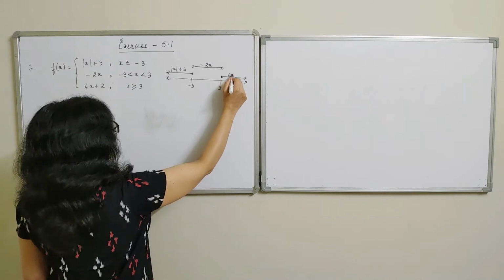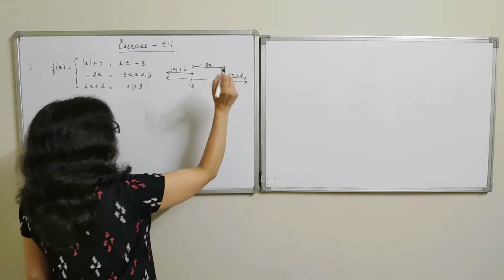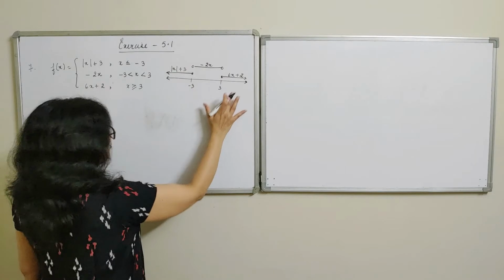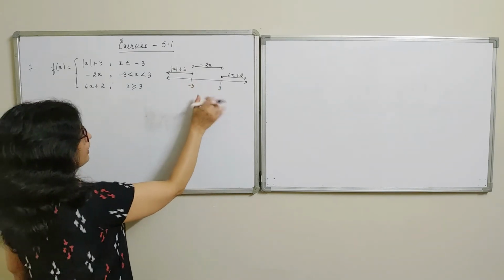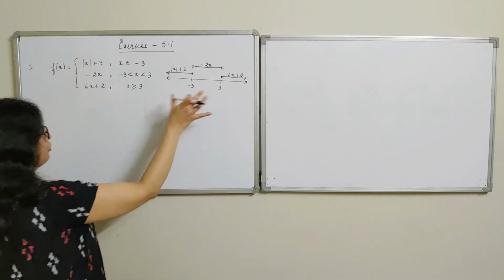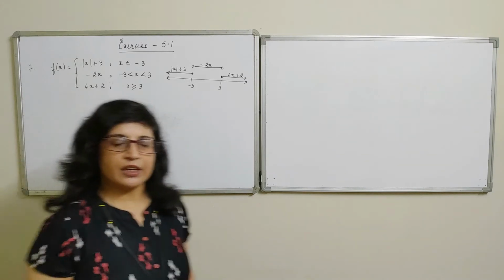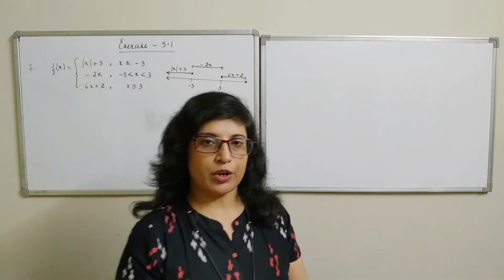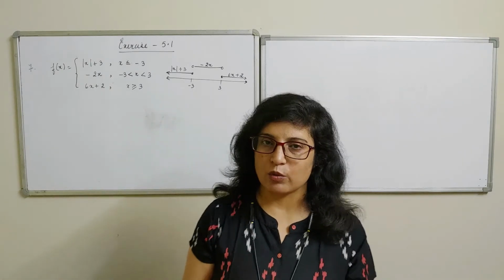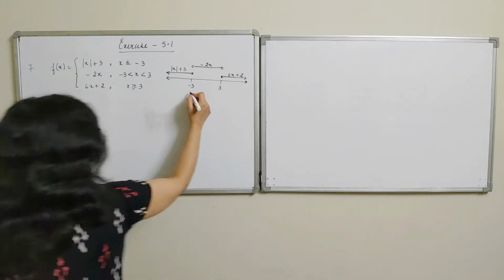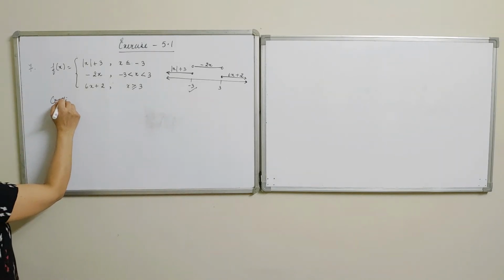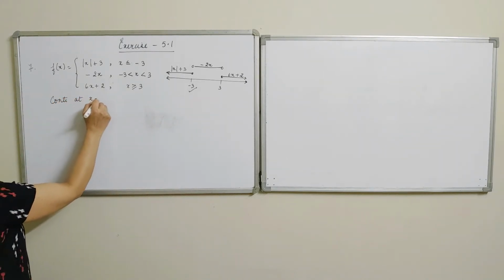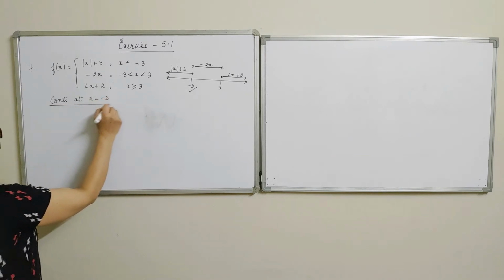In that case, the function is defined as 6x plus 2. This is just to explain to you, not an important or necessary step. The domain defines very clearly 2 points. So that means we shall be checking the continuity of the function at the point x is equal to minus 3 and at the point x is equal to 3. So let's start here with x is equal to minus 3. So we are checking continuity at x is equal to minus 3.